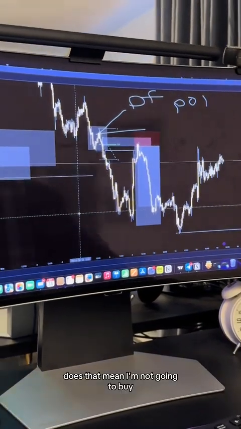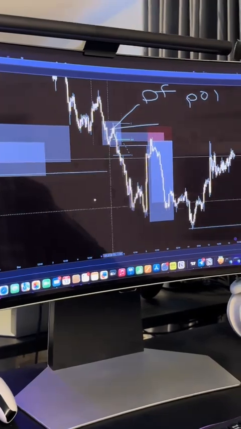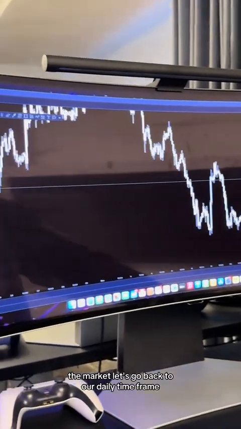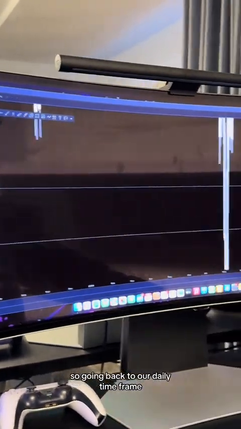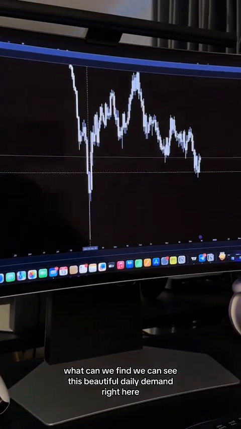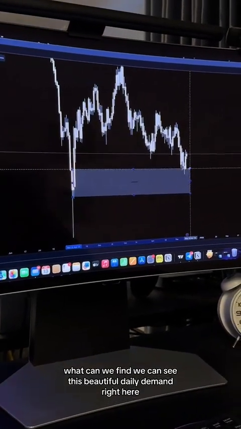Does that mean I'm not going to buy? Yes, I would buy. And how will I be able to do that? Now, the market, let's go back to our daily time frame. So going back to our daily time frame, what can we find? We can see this beautiful daily demand right here.